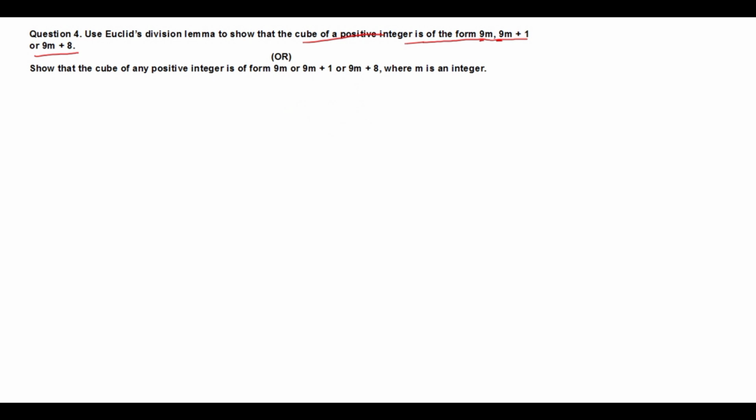As usual, you can start the answer. Let a be any positive integer and b equal to 3. Why am I taking b equal to 3? Actually I should take 9, but all multiples of 9 are divisible by 3 also, so I am going to take the divisor as 3.